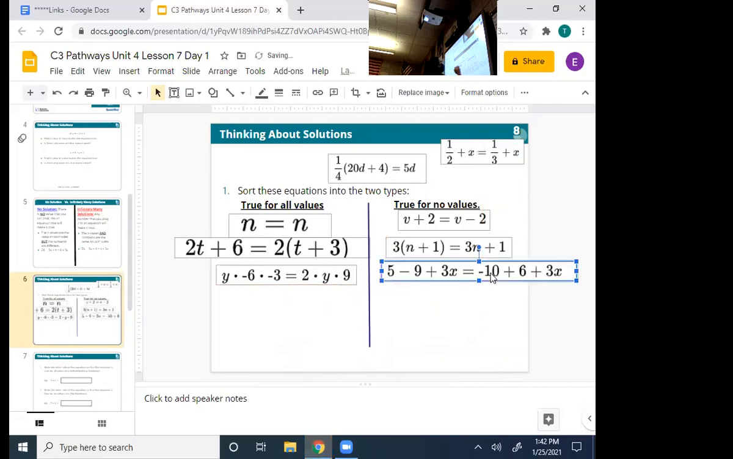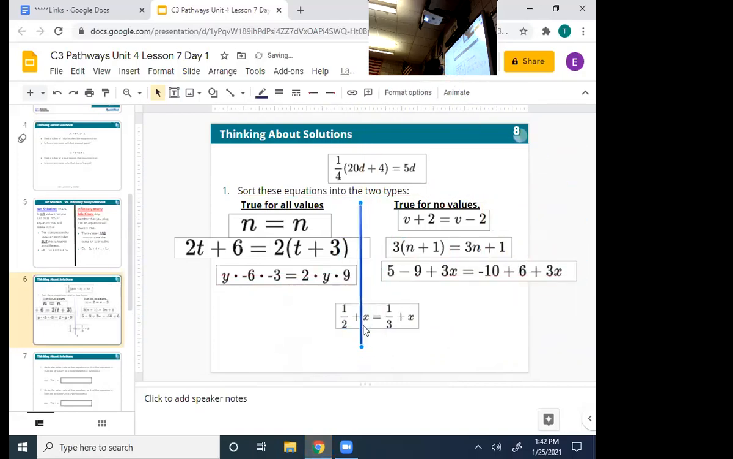Okay, let's look at the next one here. We got this fraction guy right here. He's kind of scary, but I'm not afraid of any ghosts, and I ain't afraid of no fractions.